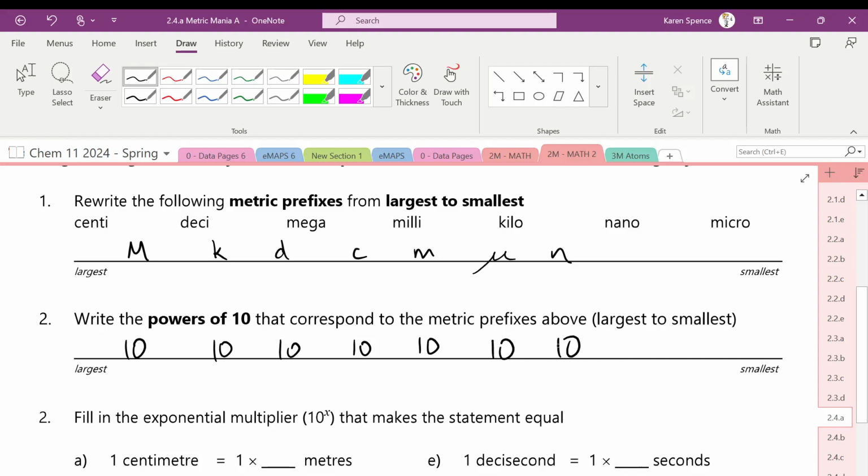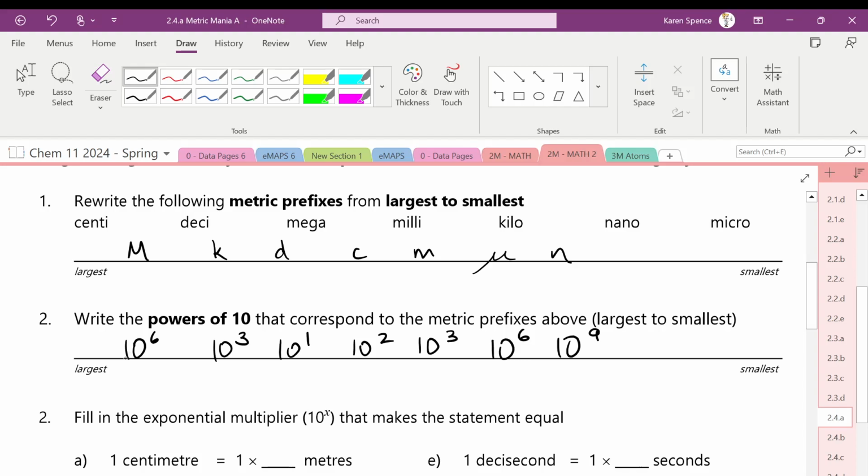Mega, kilo, deci, centi, milli, micro, nano. 631,236. 9 is for the nano. Now, you are responsible for memorizing these. 631,236. 9 is for the nano.